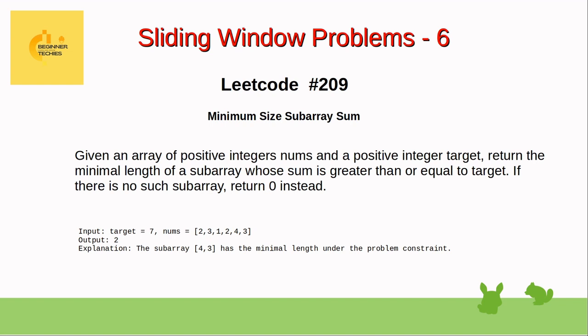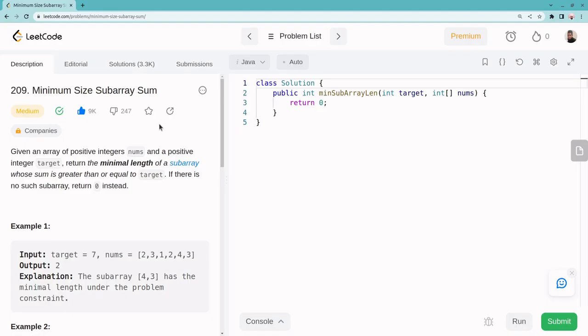So this is another problem. The problem name is Minimum Size Subarray Sum. This is Leetcode problem number 209. Let us understand the problem statement of Minimum Size Subarray Sum, and we will see whether this problem is applicable for the sliding window technique or not. So let's jump into Leetcode itself. So here the problem is number 209, Minimum Size Subarray Sum.